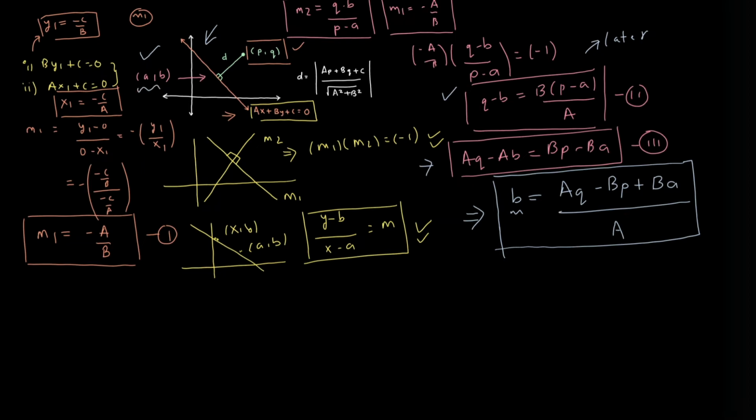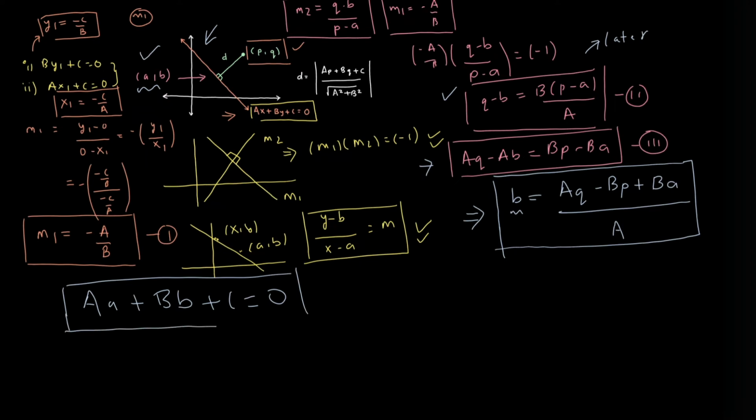If this lies on the orange line, it will also satisfy this particular equation. So when I put these coordinate values in that equation, the equation will turn out to be capital A small a plus capital B small b plus c equals 0. Now here we have got this particular equation, and what I will do is simply put the value of b that we have got in this equation.